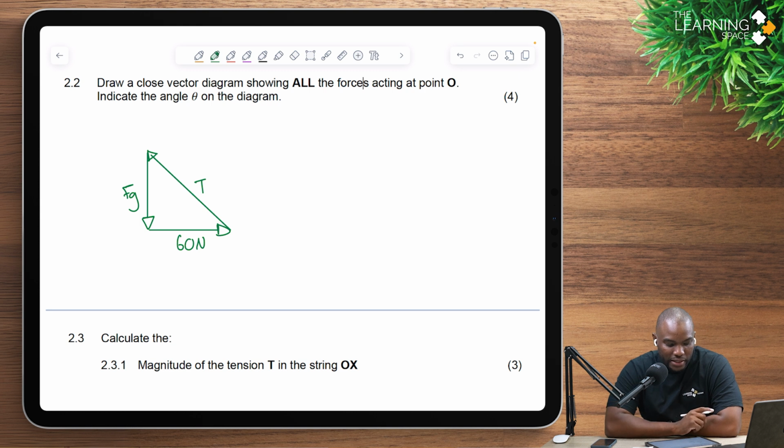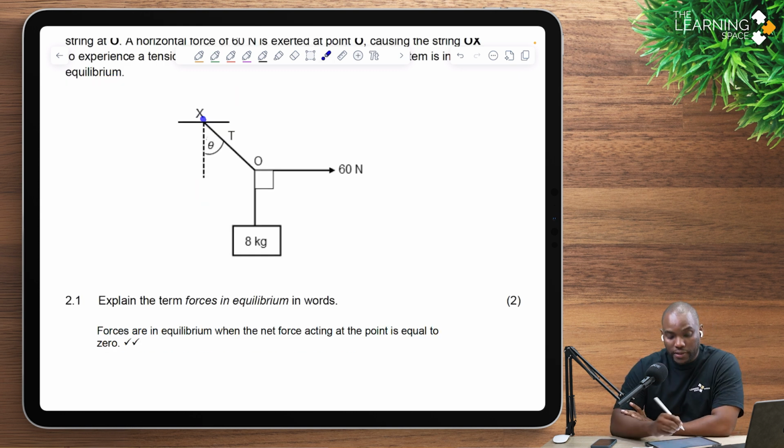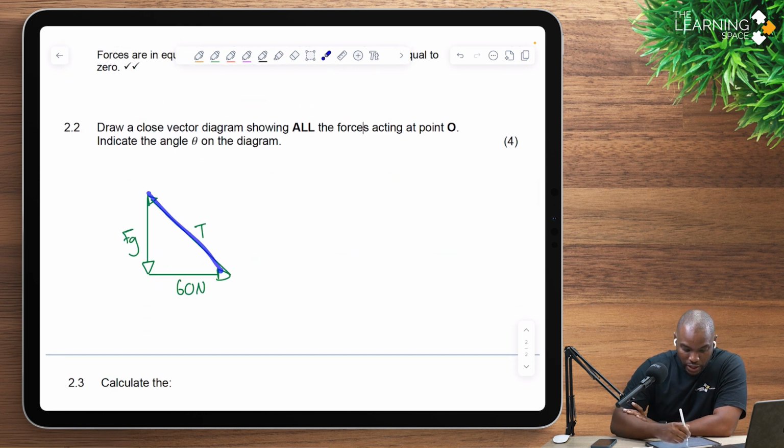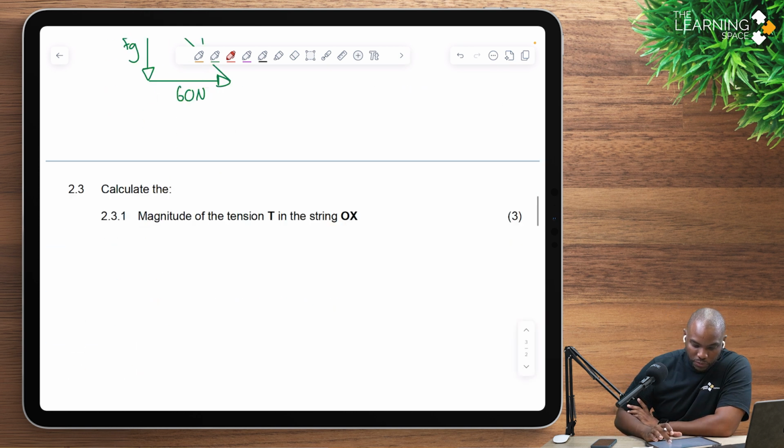They said we must indicate the angle theta. Now what I want to show you guys there is the angle theta is the angle between our tension and our vertical. So this angle over here. So all I'm going to do is find our tension there and a vertical there, and I know that this is my angle theta, so I can plug that angle theta there. Simple, easy, nothing too hectic. Awesome, guys. Let's jump on to the next question.